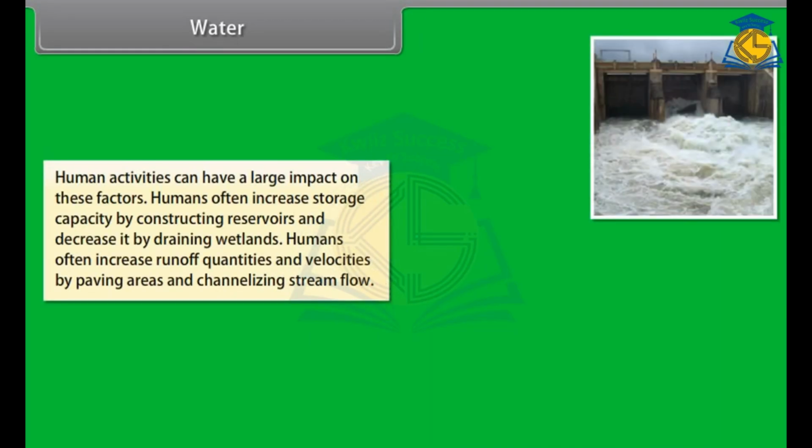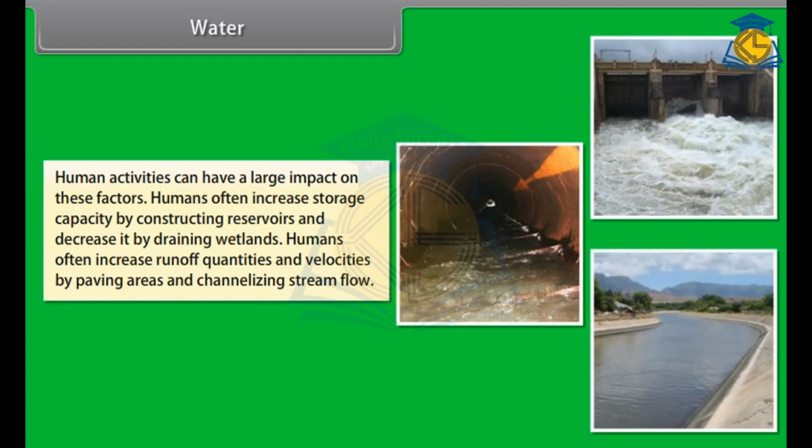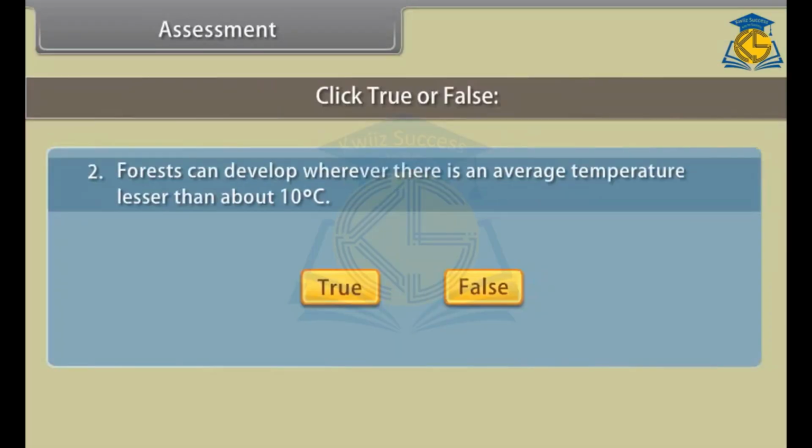Human activities can have a large impact on these factors. Humans often increase storage capacity by constructing reservoirs and decrease it by draining wetlands. Humans often increase runoff quantities and velocities by paving areas and channelizing stream flow.